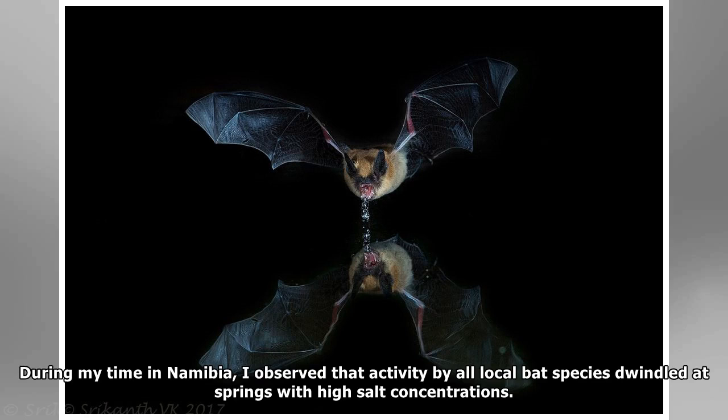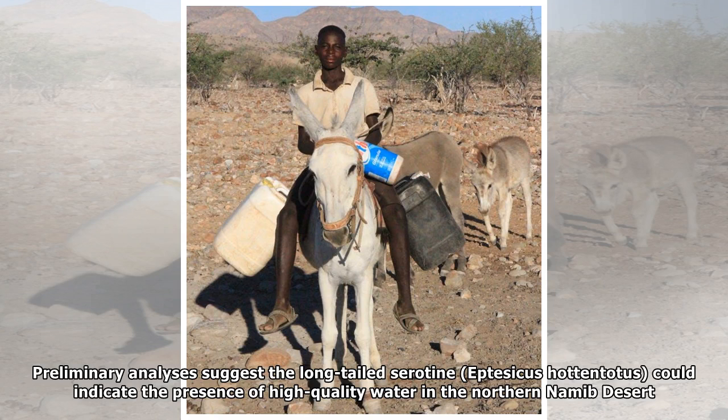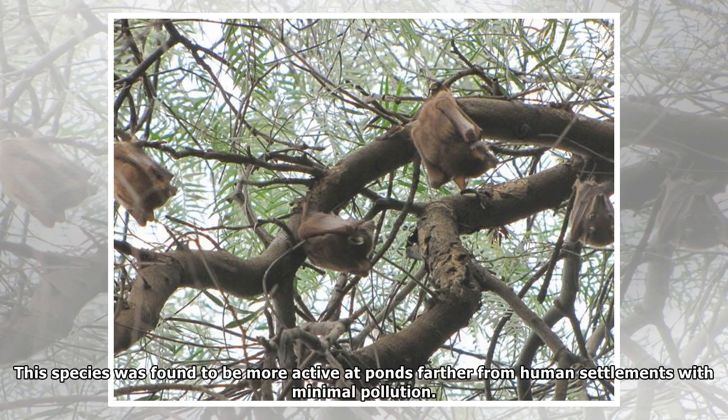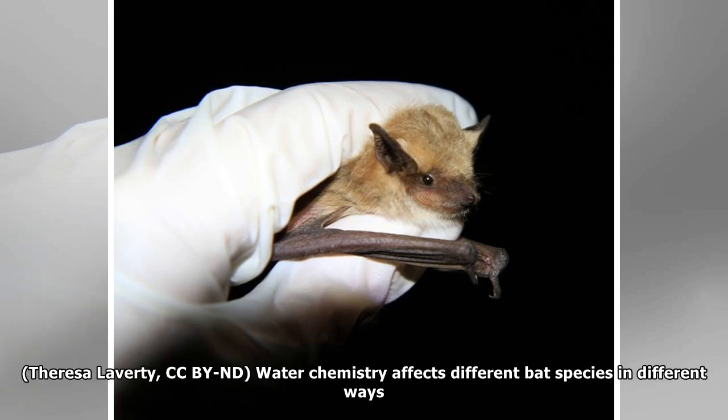During my time in Namibia, I observed that activity by all local bat species dwindled at springs with high salt concentrations. Preliminary analyses suggest the long-tailed serotine, Eptesicus hottentotus, could indicate the presence of high-quality water in the northern Namib Desert. This species was found to be more active at ponds farther from human settlements with minimal pollution. Teresa Laverty, CC by ND.